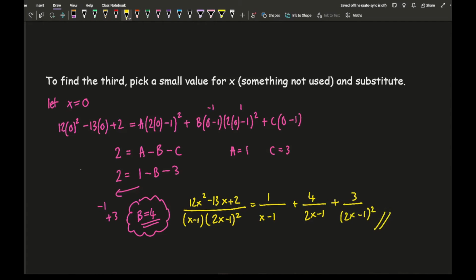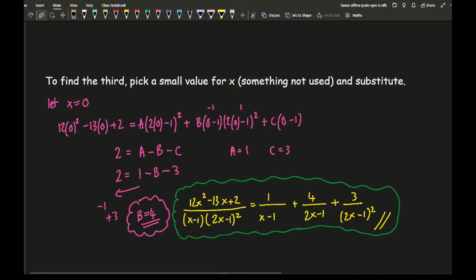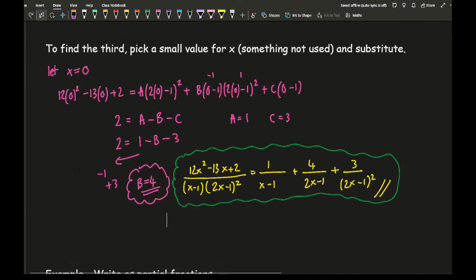And again, just like before, I strongly recommend that you don't just leave your answers A, B, C. Always finish off by substituting those numerators into the original question and then writing it as your partial fraction form. Do you have to write the original question, the original algebraic fraction? Probably not, but definitely it looks better if you do.